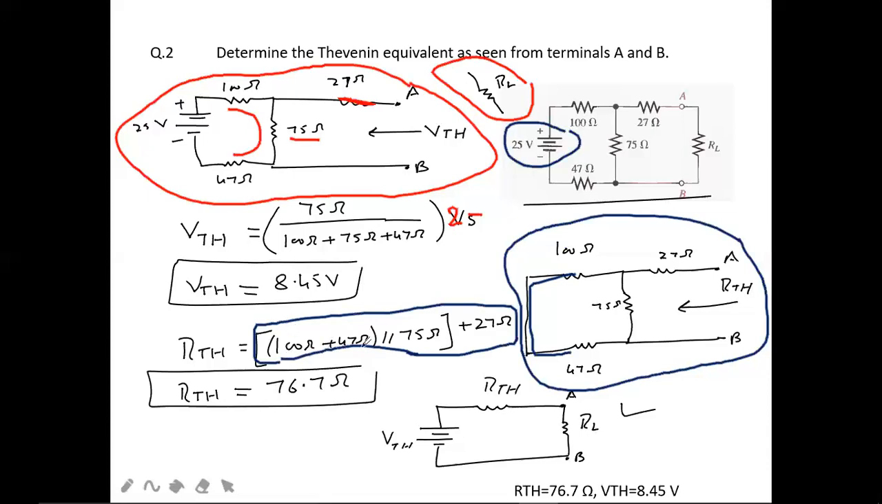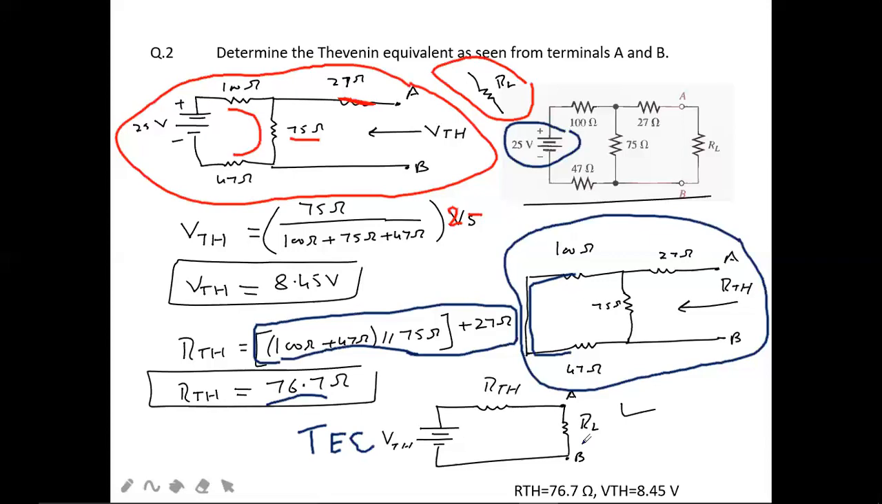So this is the series connection, 100 plus 47, which is parallel with the 75 ohms, and which is in series with this 27 ohms. Then the RTH across the A and B terminals is 76.7 ohms. So now you have the VTH and the RTH. Then the result will look like this. This is the Thevenin's equivalent circuit, the final circuit. In this Thevenin's equivalent circuit, you should write the RTH and VTH values clearly. But since the RL value is not given, you should directly write RL across the A and B terminals. So this is the way of finding the solution by using Thevenin's theorem.